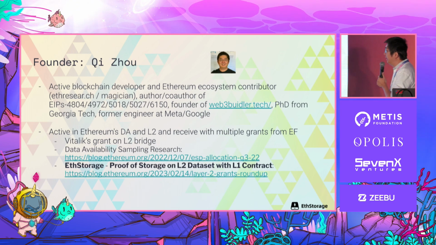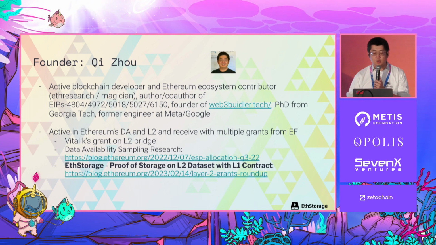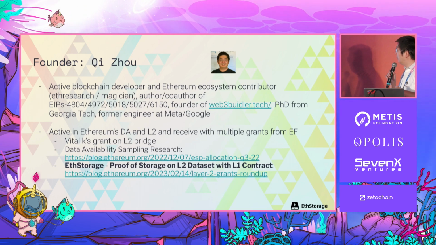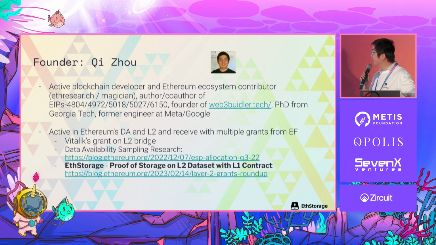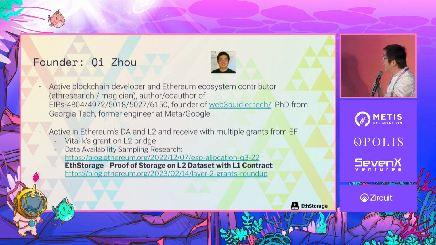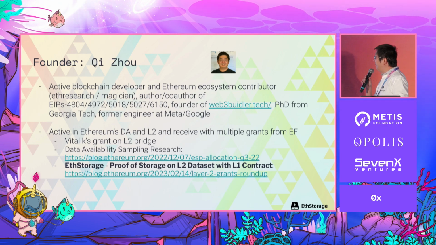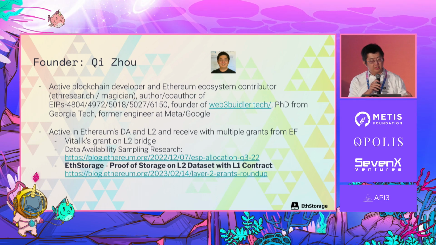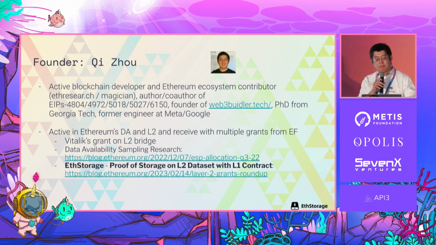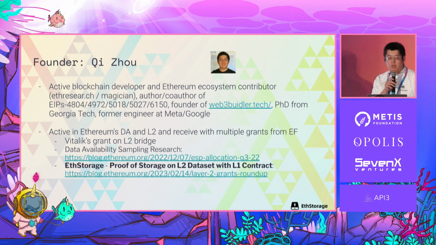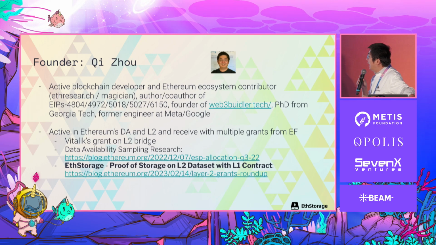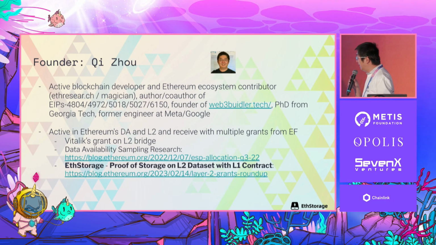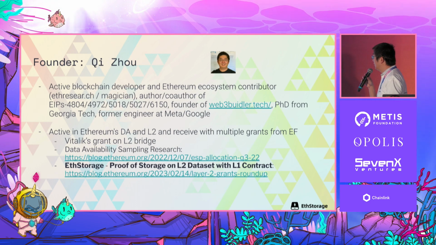I have been working in this space since 2018. I was a software engineer at Facebook and Google, working on distributed file systems and high-performance systems, and very active in the Ethereum ecosystem. I have published tons of articles and ideas in Ethereum research and Magicians, and also authored a couple of EIPs. My primary interest is in Ethereum data availability technologies and layer 2.